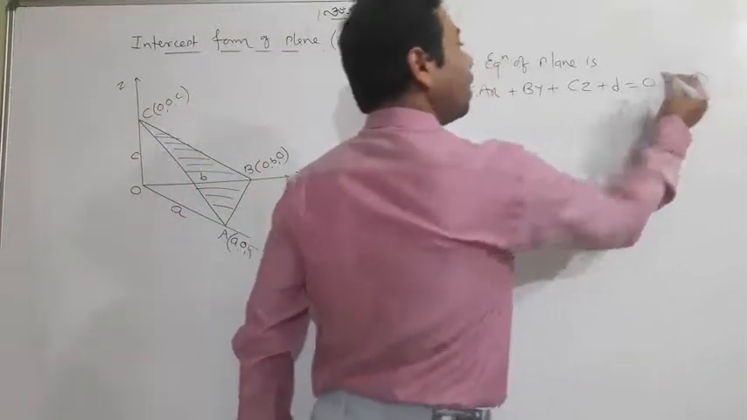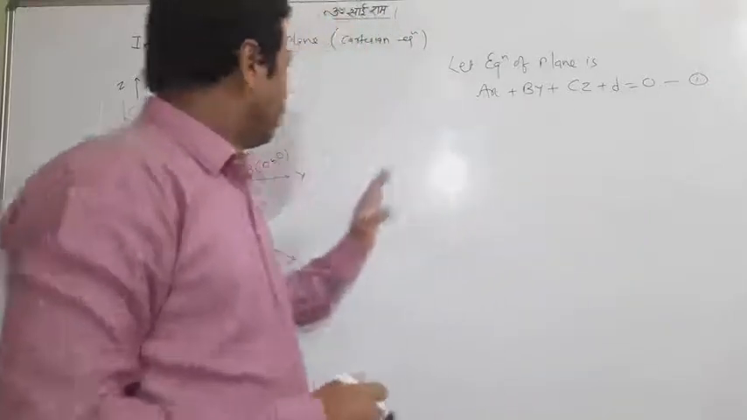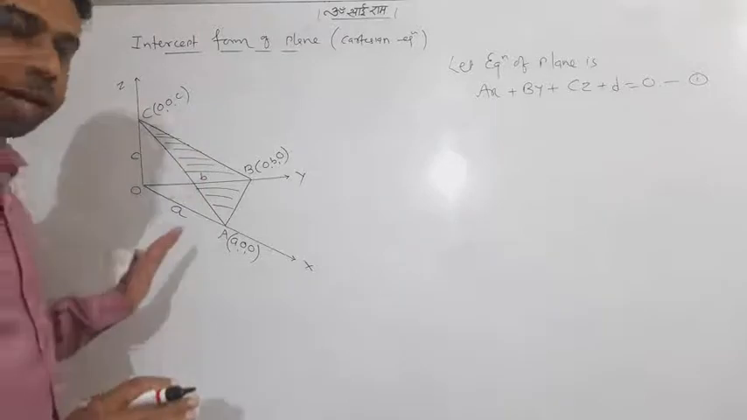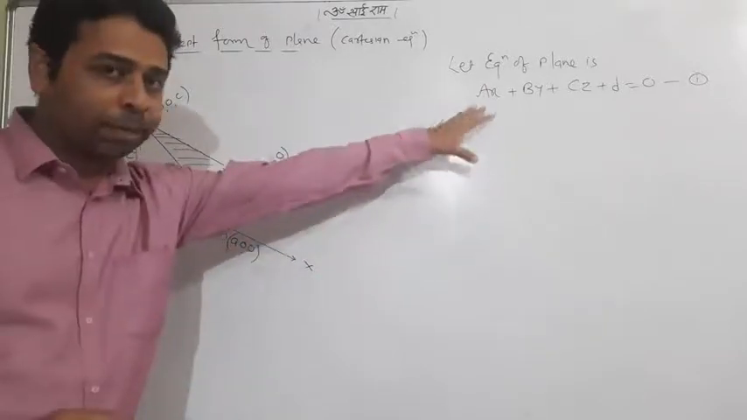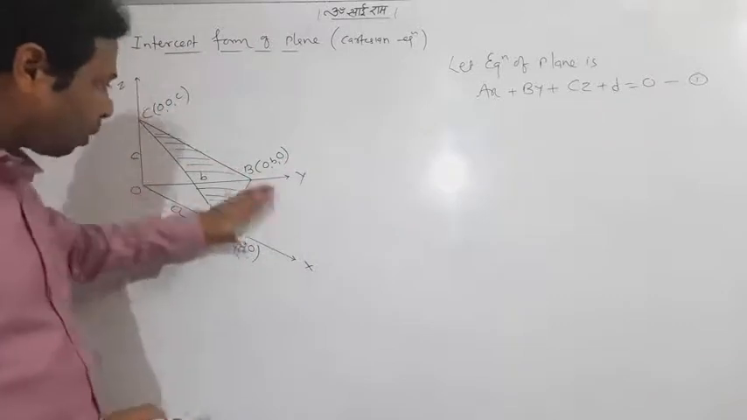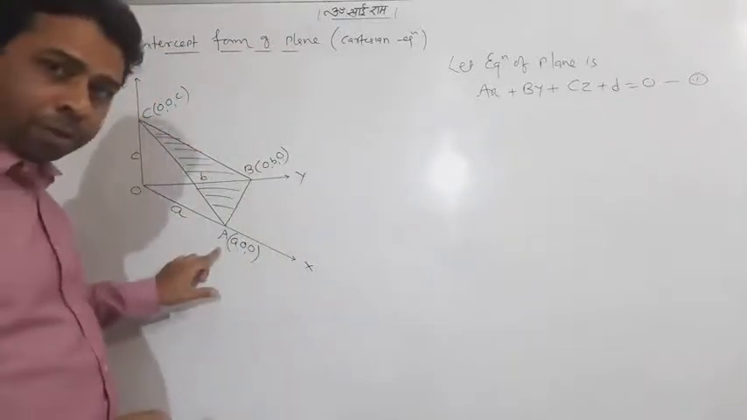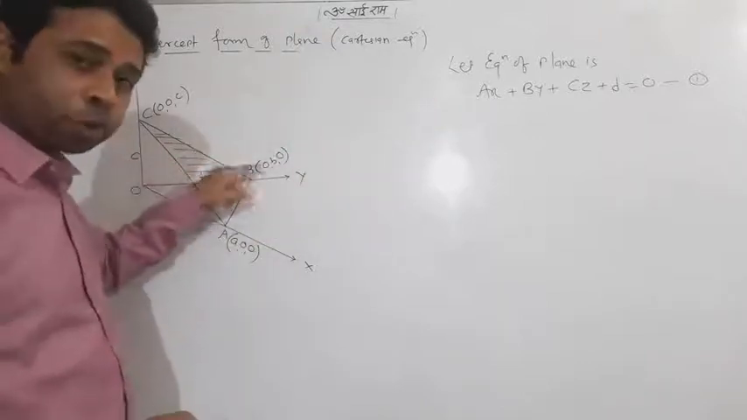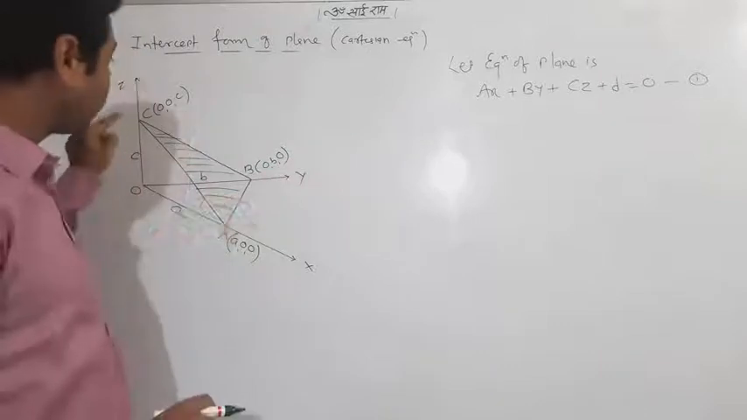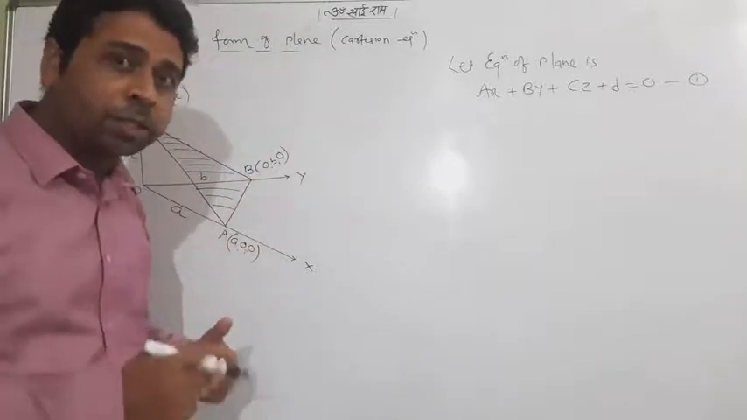So I again start. This is the answer, but let me make it clear. In the picture you can understand this shaded portion is a plane, which I consider. Can you see this plane is passing through 3 points? This plane is passing through A, so A will satisfy this. This plane is passing through B, so B will satisfy this. Similarly, C will satisfy this. So can we get some result, some conclusion?